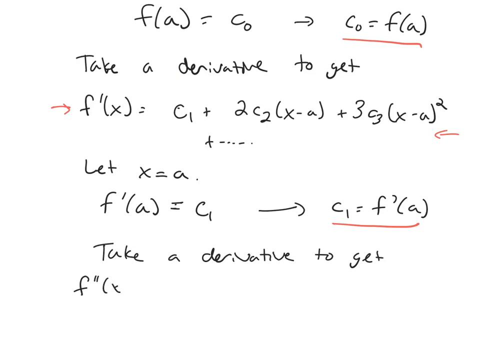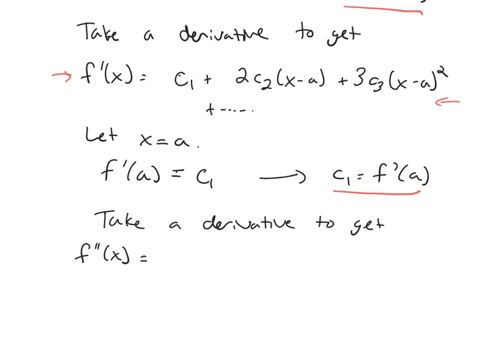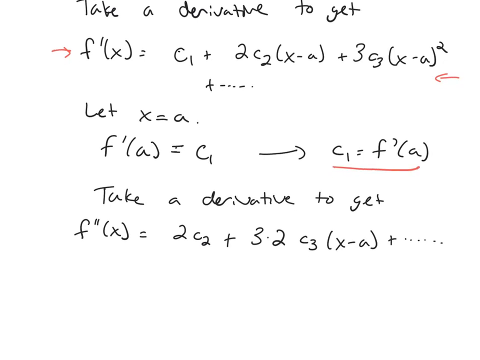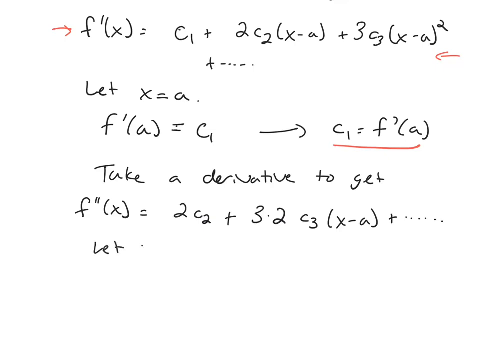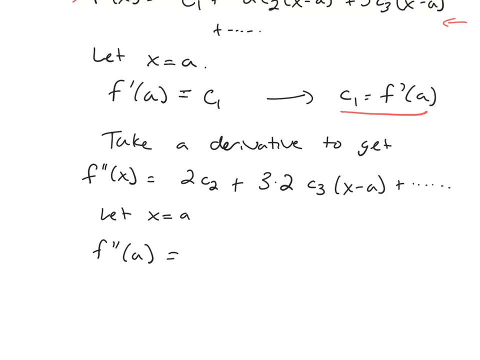So now I'm going to get f double prime, or the second derivative. The derivative of c1 is 0. Looks like I get 2c2, plus 3 times 2c3 (x minus a). And plug in x equals a again. So I'm going to get f double prime of a is equal to what? 2c2. So if we solve for c2, it's the second derivative of f at a, divided by 2.